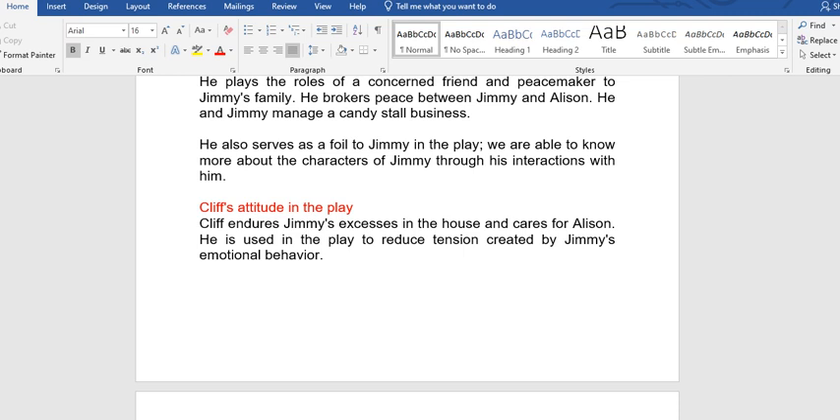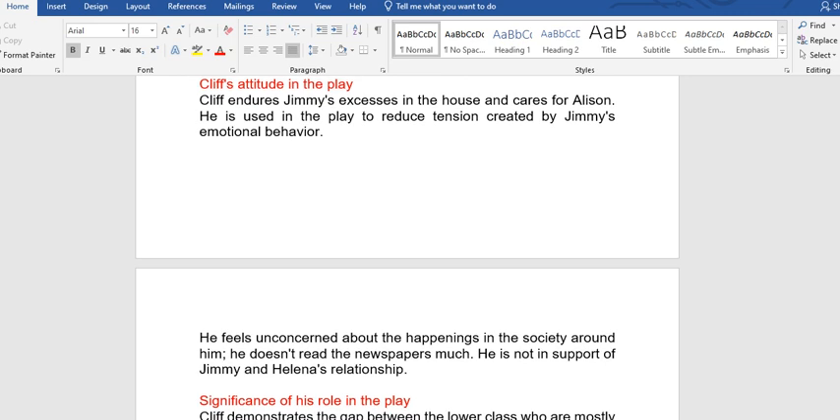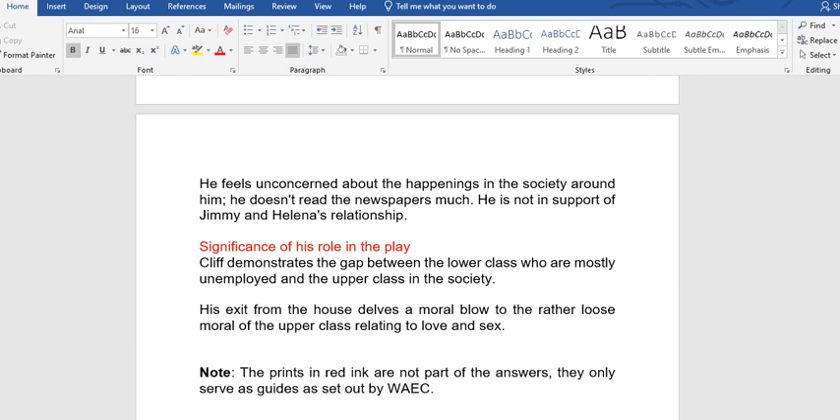Cliff's attitude in the play. Cliff endures Jimmy's excesses in the house and cares for Alison. He is used in the play to reduce tension created by Jimmy's emotional behavior. He feels unconcerned about the happenings in the society around him. He doesn't read the newspapers much. He's not in support of Jimmy and Elena's relationship.